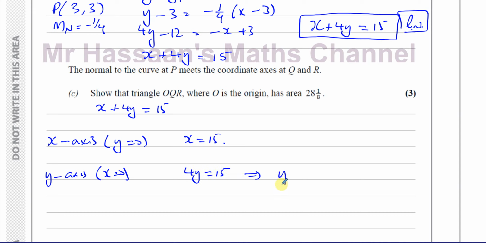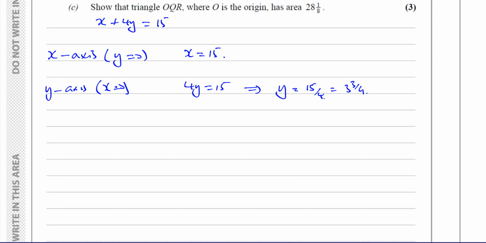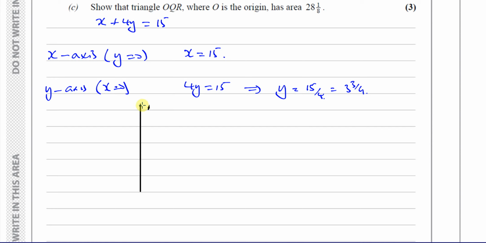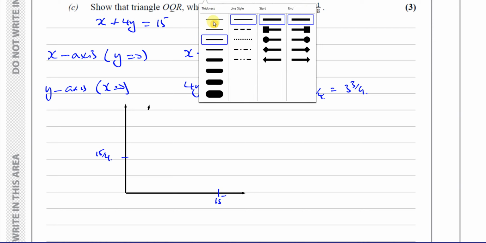So 4y equals 15, therefore y equals 15 over 4, which is 3 3/4. I'll leave it like this when I show it. So now we can see that it crosses the two axes at those two points. Let me make a sketch to make it clearer. It crosses the x-axis at 15 and the y-axis at 3 3/4, which is 15 over 4. So this is the line going through those points.